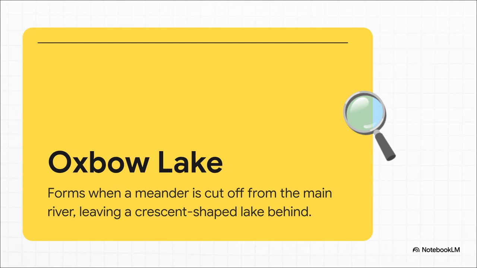The river erodes the outer bank of the bend and deposits sediment on the inner bank, making the loop wider and wider. Eventually, the river might take a shortcut, cutting across the narrow neck of land and leaving the old loop behind as a beautiful U-shaped oxbow lake.